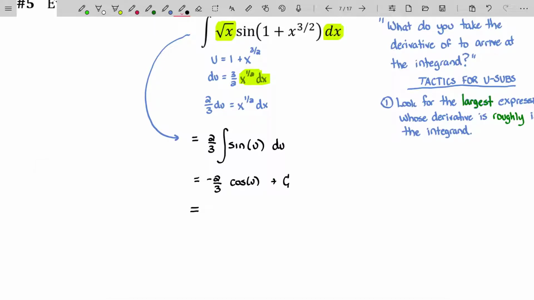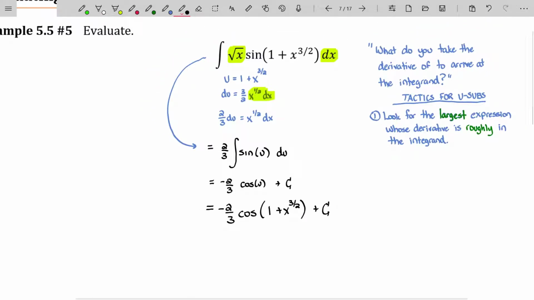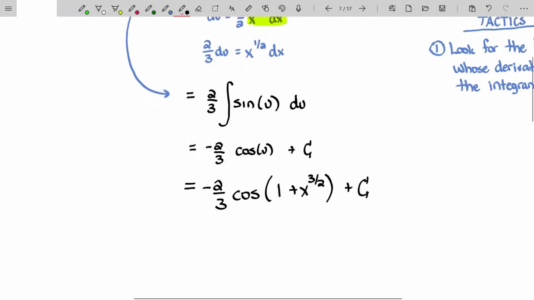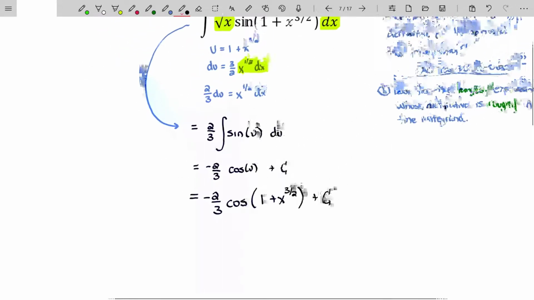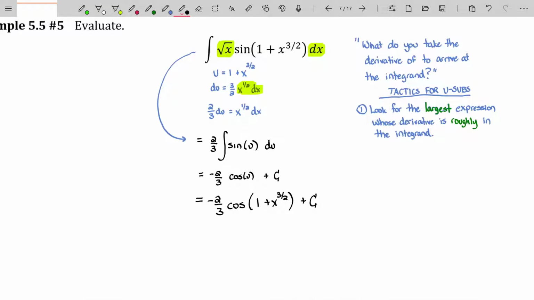And this will equal a negative 2/3 cosine of 1 plus x to the 3 halves, then plus c. Again, u was 1 plus x to the 3 halves. That is the integral of the square root of x sine of 1 plus x to the 3 halves dx. Or in other words, the antiderivative of that integrand. You could always check your work by taking the derivative of this. I promise, I'm not going to do it, but it will turn into the original integrand. That's a great way to check your work on an exam.